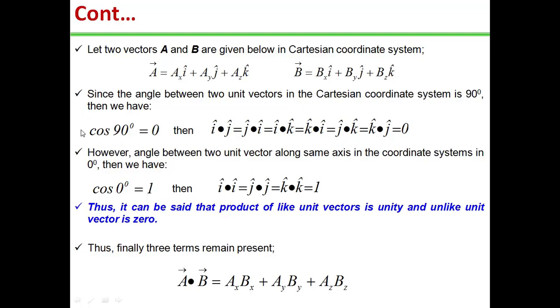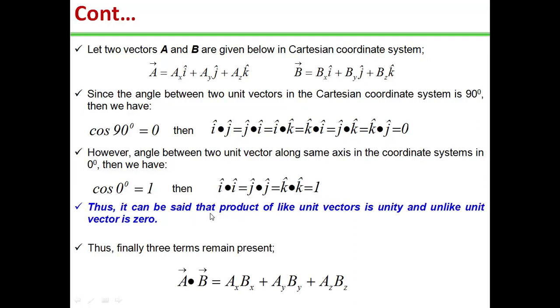Therefore i dot j is equal to j dot i is equal to k dot i, or i dot k, or j dot k, or k dot j will provide 0, because the angle between these unit vectors is 90 degrees. However, if the given two vectors are at 0 degrees between them, then the dot product will be simply the product of the two vectors, as a dot b is equal to ab cos theta, and ab cos 0 degrees will provide ab. If it is a unit vector, then multiplied it will give 1.